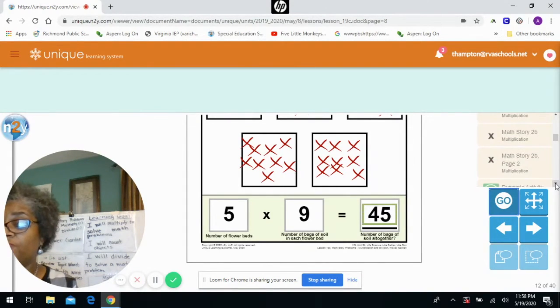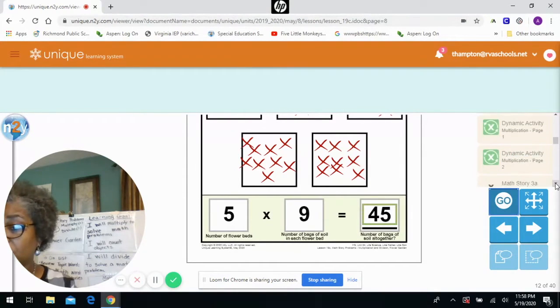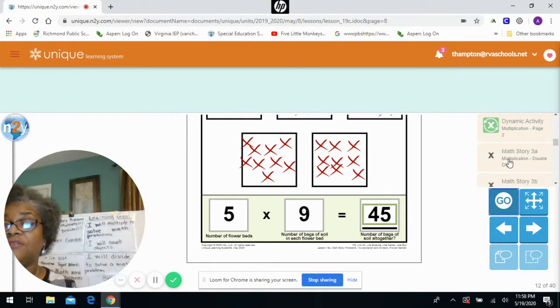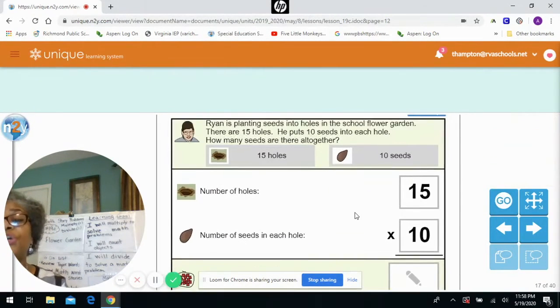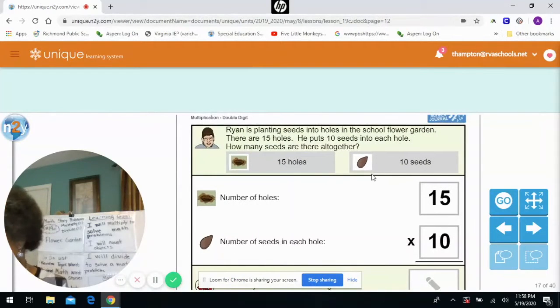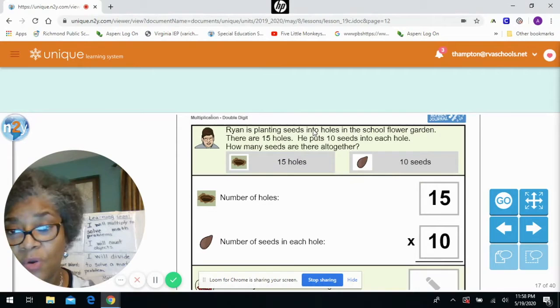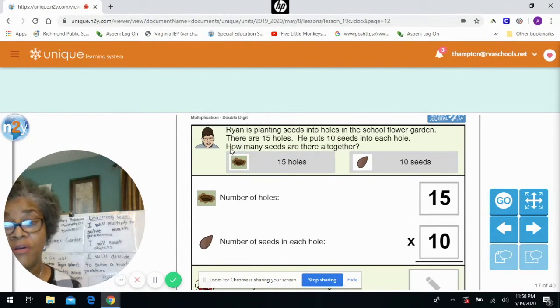All righty. Let's go on to our multiplication, double digit. Now for double digit, we're going to use our calculator, okay? So it says Ryan is planting seeds into holes in the school flower garden. There are 15 holes. He put 10 seeds in each hole. How many seeds are there altogether?